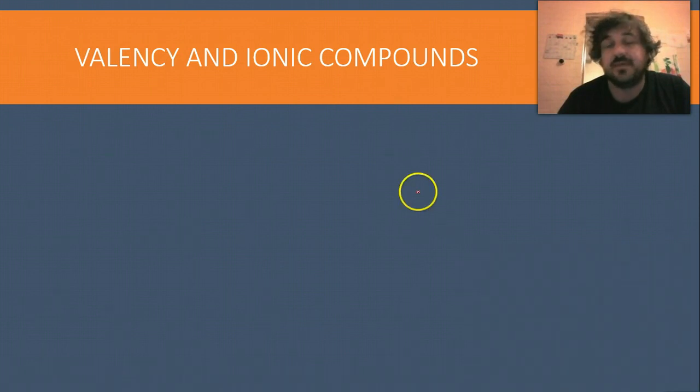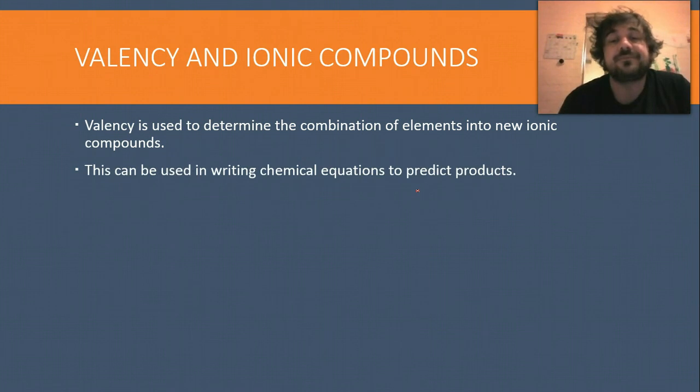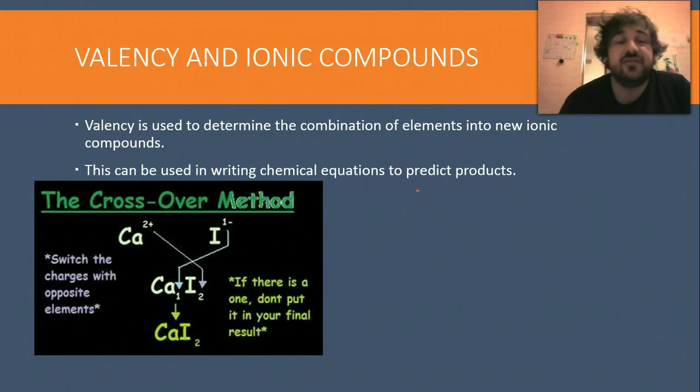Now, valency and ionic compounds. How does this work? First, we use valency to determine the combination of elements into new ionic compounds. Valency doesn't come into covalent compounds, not in a way we're going to talk about. We use it when we talk about ionic compounds. We can use it when writing chemical equations to predict products. We use the crossover method.